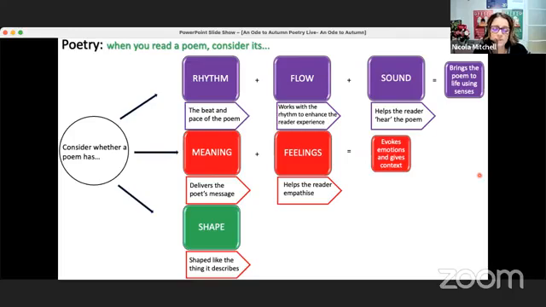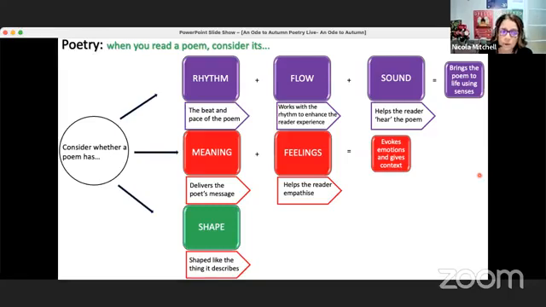And sometimes poems are shaped like the thing they describe. I've read poems before about trees, and the poem is written in the shape of the trees. So it really does help give us more understanding of what's going on.